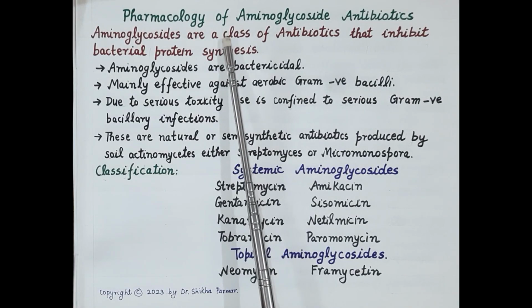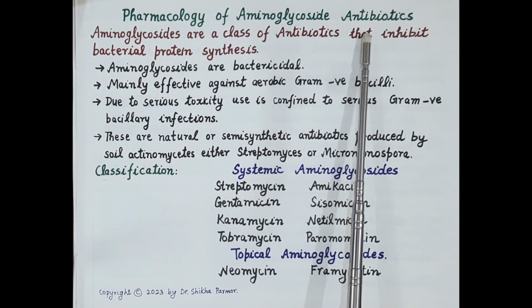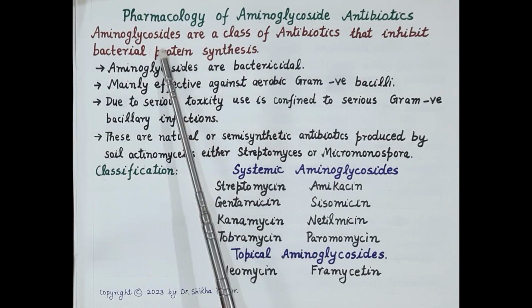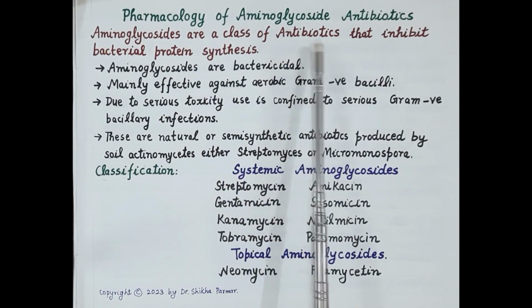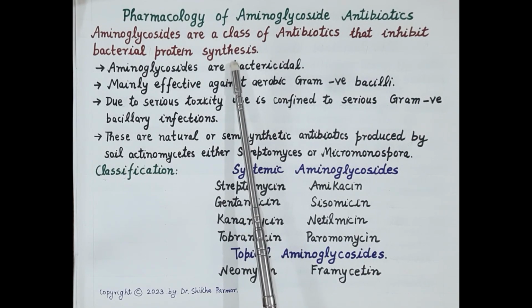Hello students, in today's video we are going to study pharmacology of aminoglycoside antibiotics. Now as we all know, antibiotics are the drugs that are used to treat bacterial infections. Aminoglycosides are a class of antibiotics that inhibit bacterial protein synthesis. In today's video we are going to discuss mechanism of action, adverse effects, then antibacterial spectrum, and uses of aminoglycosides. In addition to this, we will also do a comparative study between different aminoglycosides.